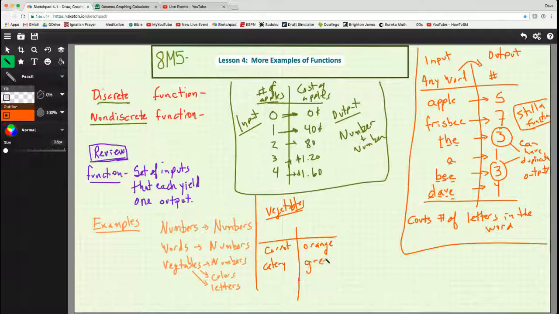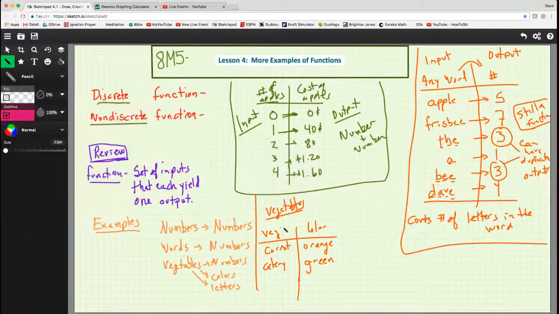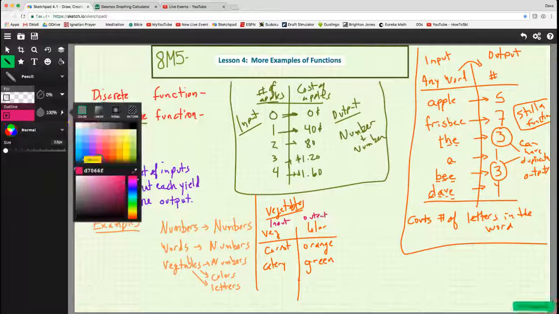Green. So this is a function. This is a veg. And this is a color. Who likes vegetables? I love vegetables. Okay, and then here, this will be our input and our output, right? And now let's go to one more.